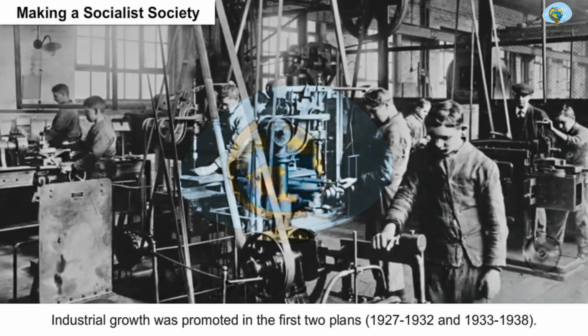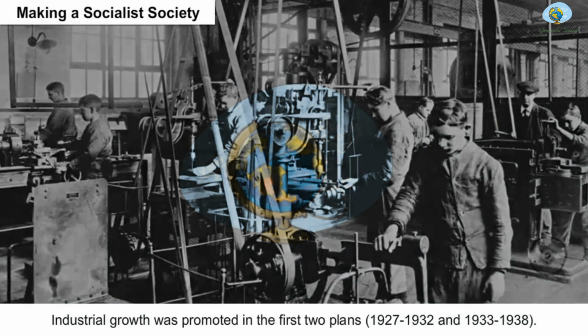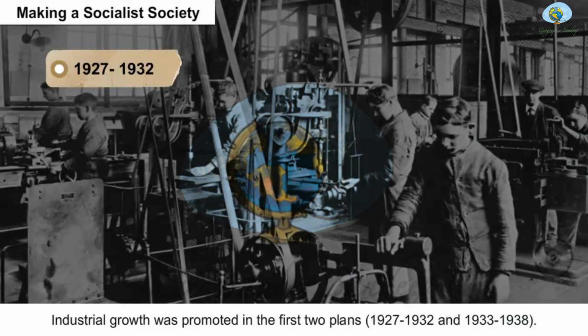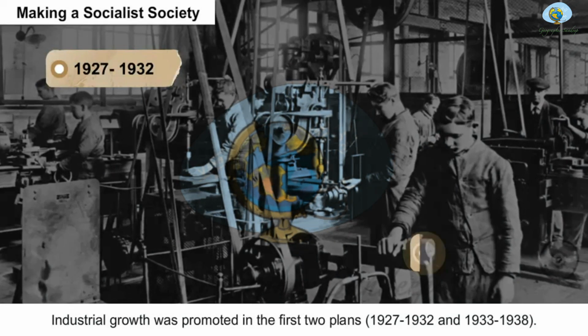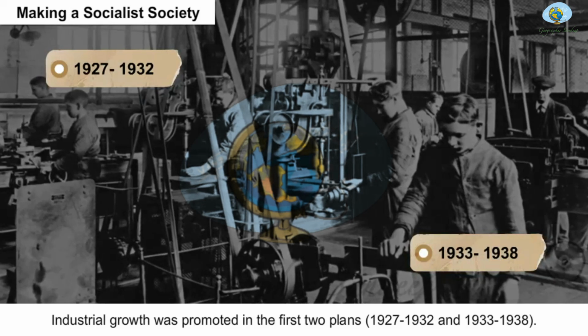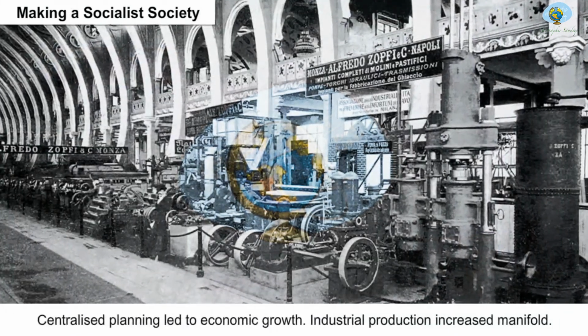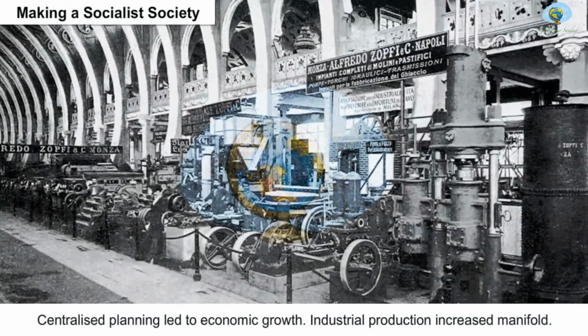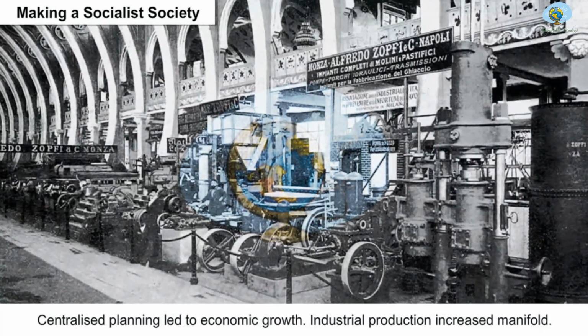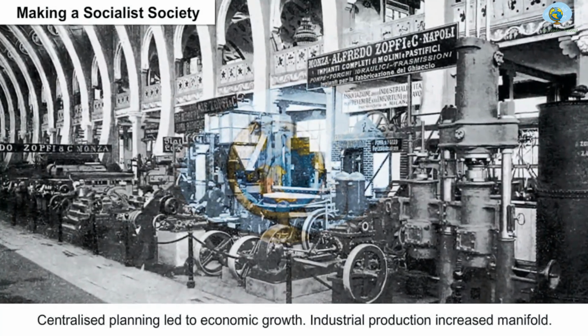Industrial growth was promoted in the first 2 plans, 1927-1932 and 1933-1938. Centralized planning led to economic growth. Industrial production increased manifold.